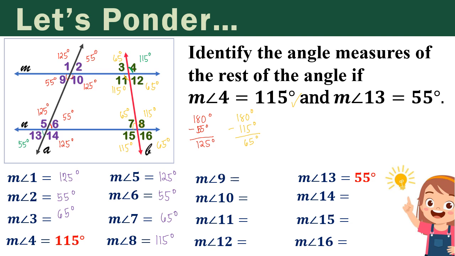Now for angle 9, we have 55 degrees. There's a lot. Angle 10 is 125 degrees. Angle 11 is 115 degrees. Angle 12 is 65 degrees. Angle 14 is 125 degrees, and then last two, angle 15 is 115 degrees, and angle 16 is 65 degrees. So we're done. Hopefully you understand our example in this particular task.